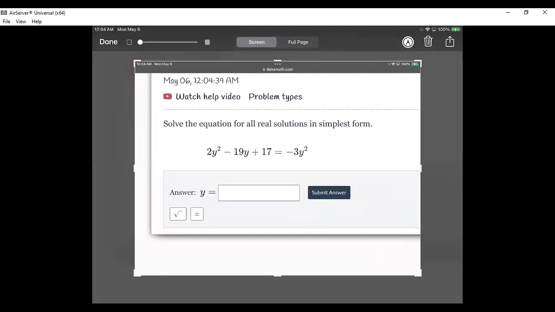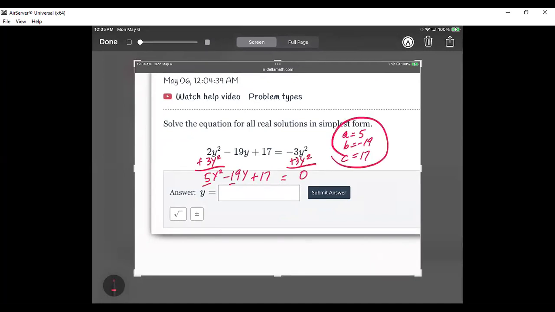First thing, we're going to add 3y squared to both sides. We're going to get 0 here, so we got to add 3y squared here. So this is going to be 5y squared minus 19y plus 17 equals 0. That means that A is equal to 5, B is equal to a negative 19, and C is equal to 17. I'm going to take those numbers and I'm going to store them.